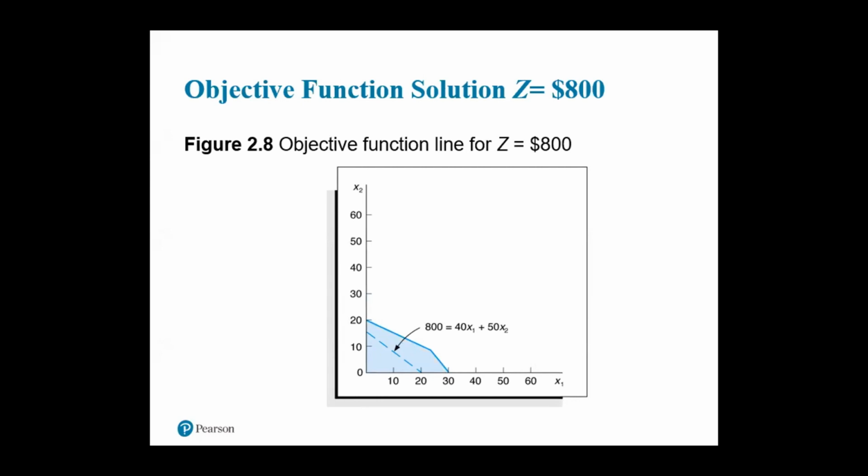Before I help us resolve the issue, first, let's assume a value for profit. Let's assume that profit is $800. In other words, Z is 800.